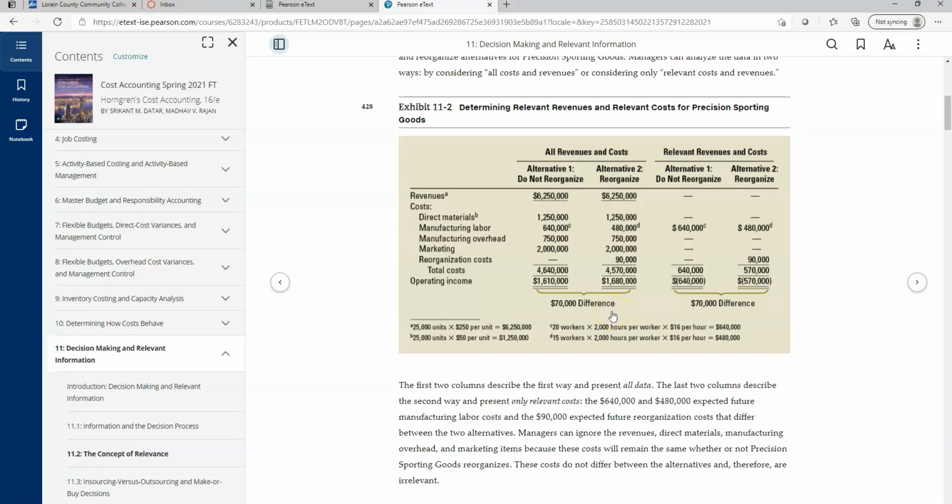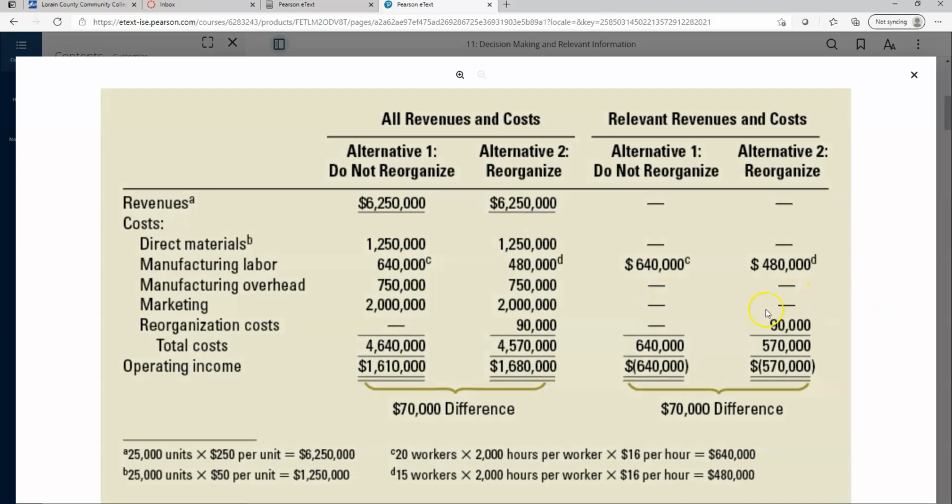Now, Precision Sporting Goods here, and I want to do this one because this is a little bit better image here. Precision Sporting Goods has a thing to where, and this is the difference we were talking about here. This is the illustration. We have two ways we can present the information. We can present it as all revenues and all costs, and then sometimes we want to do just relevant revenues and costs. Relevant revenues and costs is good because we're only taking the relevant bits of information, things that we know we're going to change.